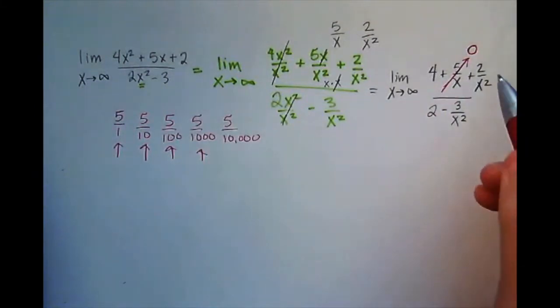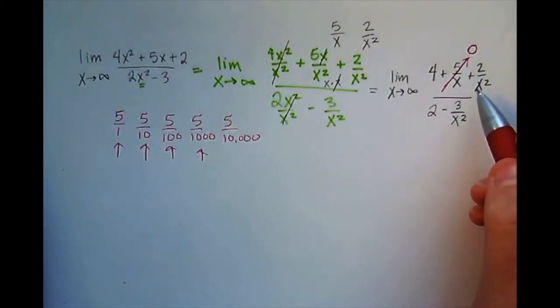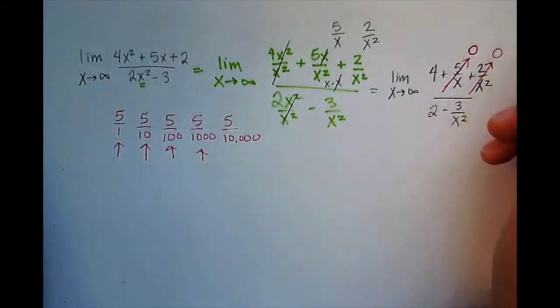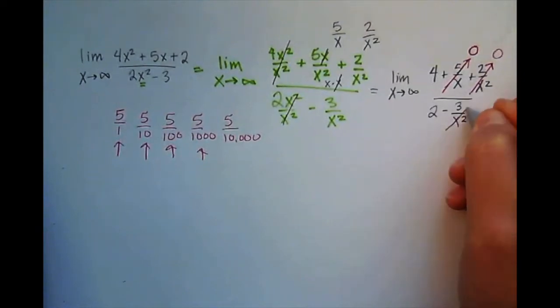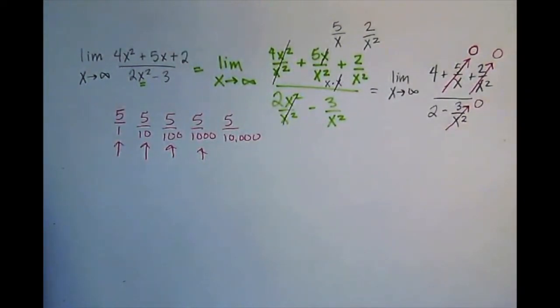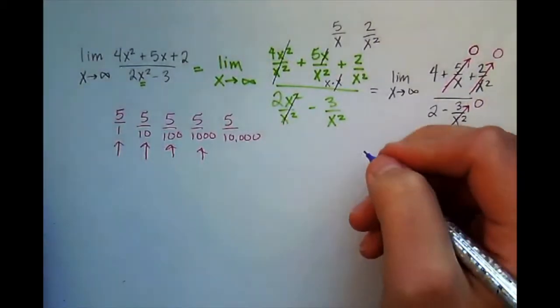And that's true for all of the terms with a variable such as x in the bottom. So we can also say that 2 over x squared is going towards 0, converging towards 0, and 3 over x squared is doing the same exact thing as well. All right, so what are we left with? That's actually going to eventually be our answer.